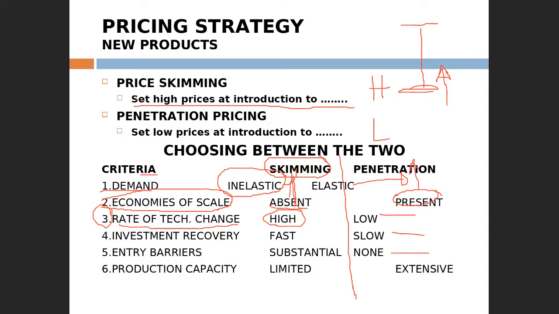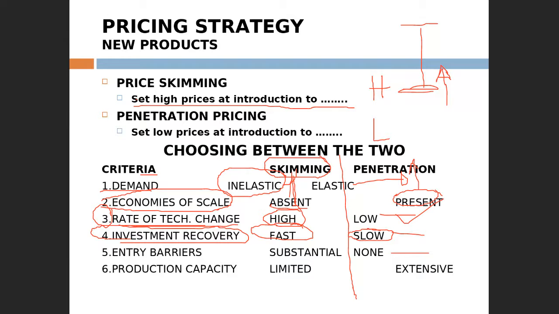So when you go into the market, you charge high price. But then if the rate of technology change in your industry is low, you're making cookies or chewing gums, then you can choose to use penetration pricing. We talked about number 4 also. If your objective is to recover your investments very quickly, pharmaceutical companies, go with skimming. If that is not an issue, you have deep pockets, you can wait it out. You go in the direction of penetration pricing.